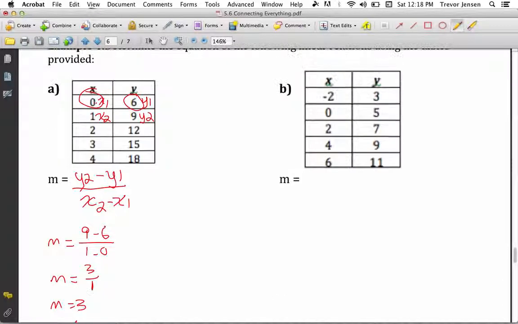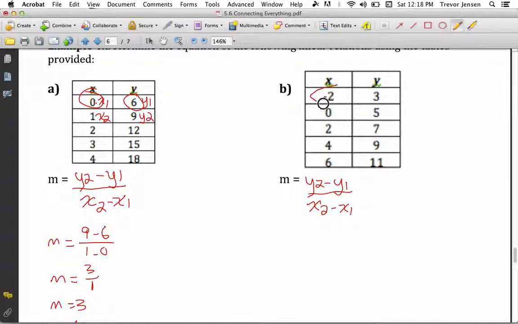Let's do the next one. For the next one, same thing. I'm going to start by calculating my slope, which I know I have to find the change in the y coordinates. So my second y coordinate minus my first y coordinate divided by the change in my x coordinates. Now what I have to do is choose 2 points. For this one, I won't choose the first 2. I'll choose a different 2.